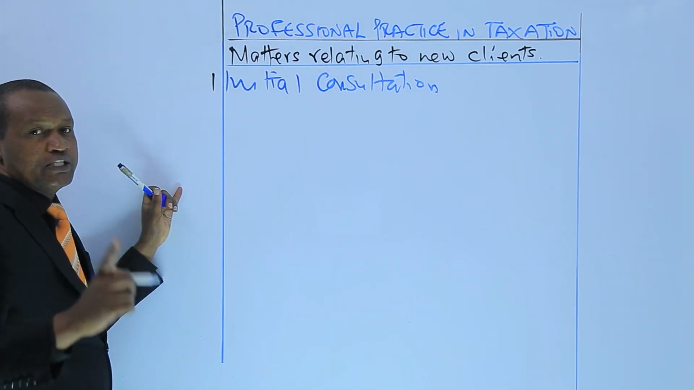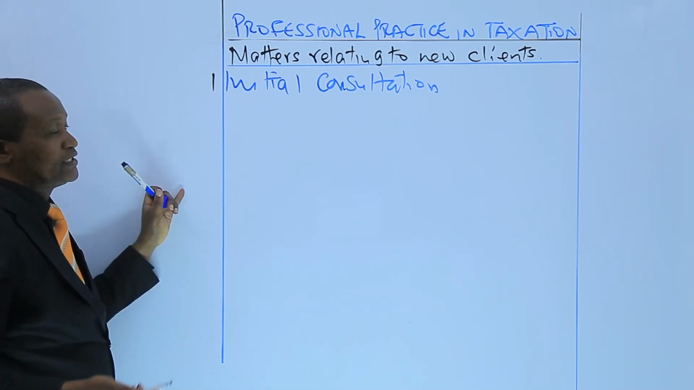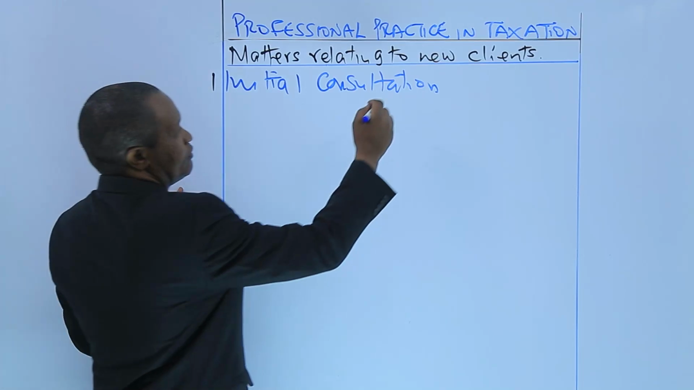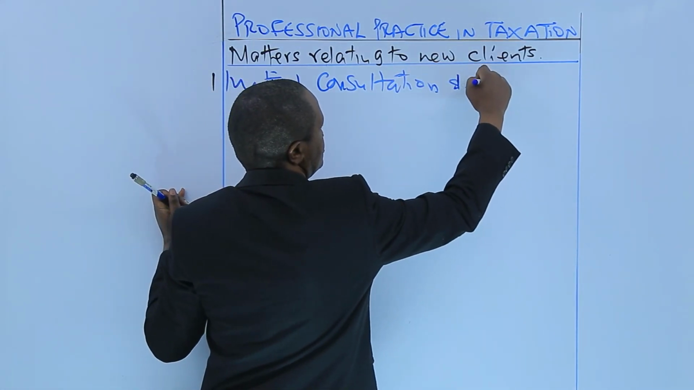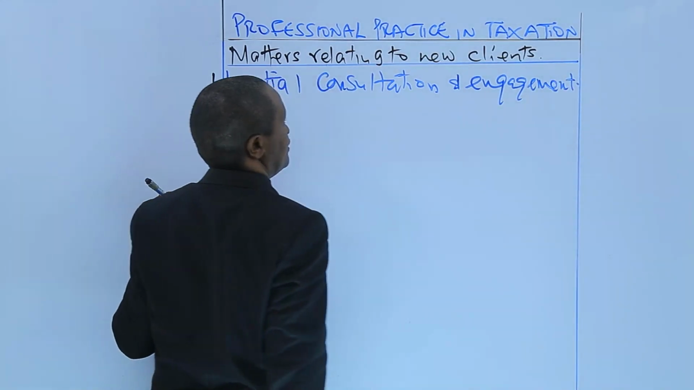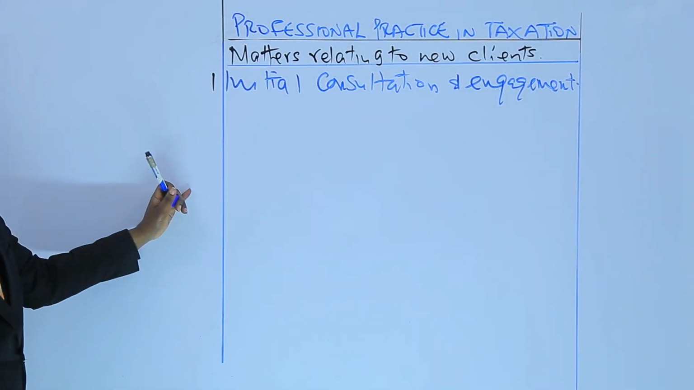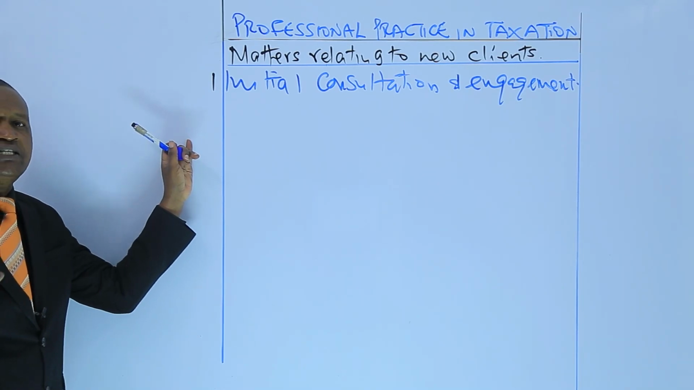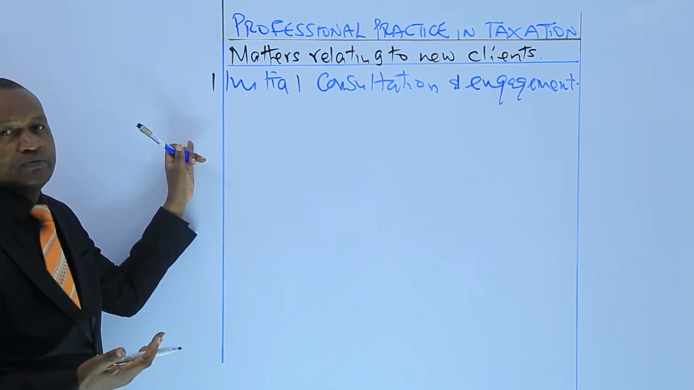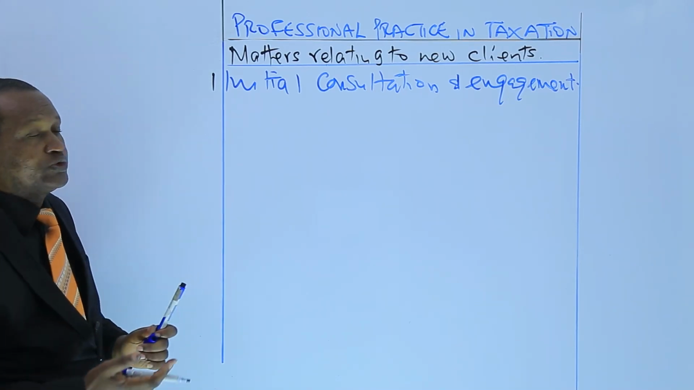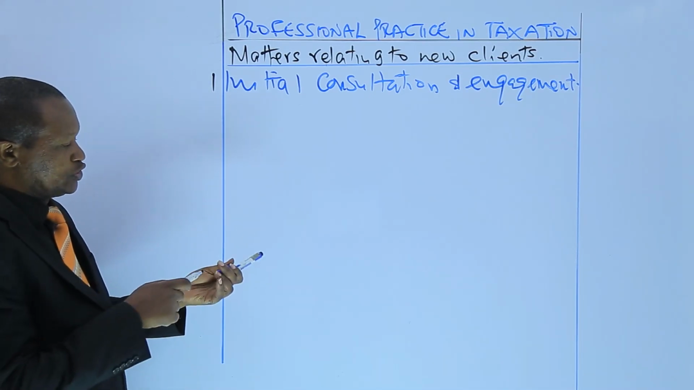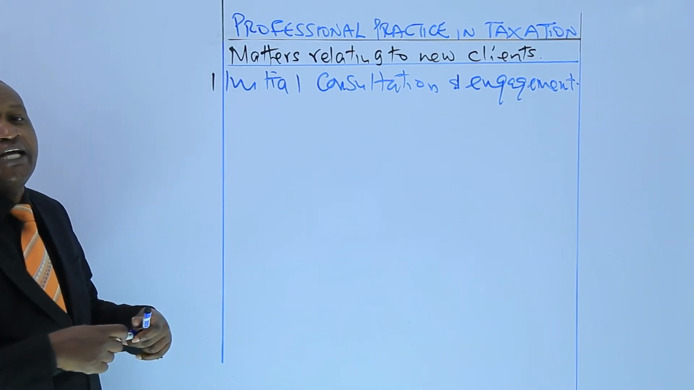Initial consultation as well as engagement. We can say initial consultation and engagement. This is the first matter relating to new clients. I've said that when dealing with new clients, a tax professional has to put into consideration certain matters. The first one is initial consultation and engagement.